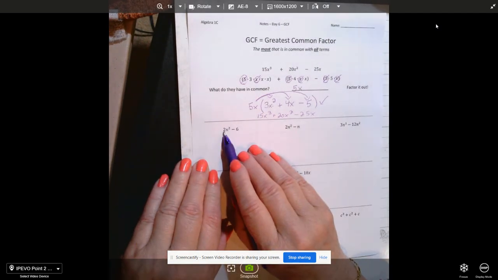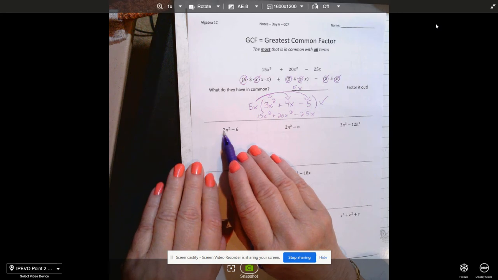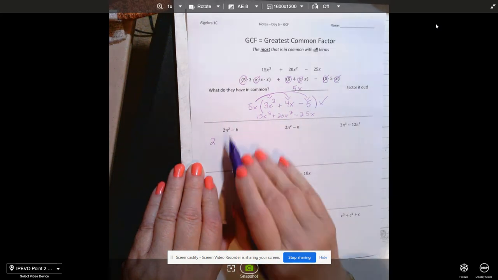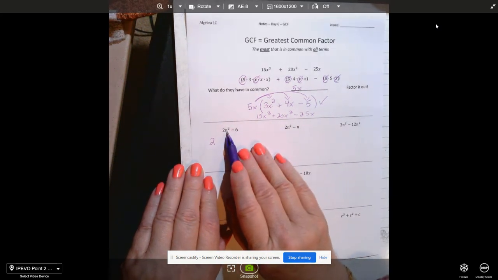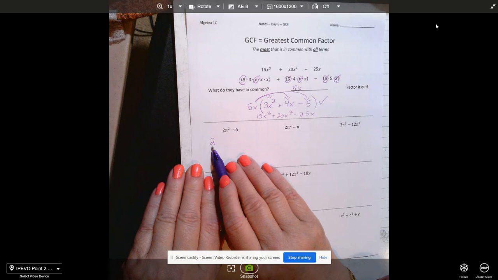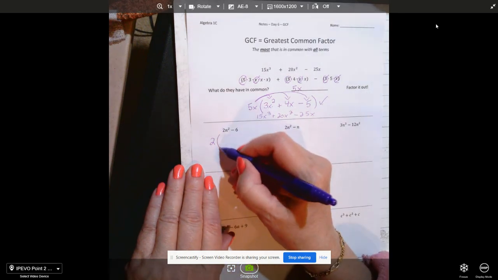So if I take a look at just the numbers first, the 2 and the 6, well, it looks like they share a 2, so I can take a 2 out. Then I'm going to look at the variables. This guy has 2 n's, but this guy has no n's at all, so I can't take out an n. So 2 is the only thing I can factor out.